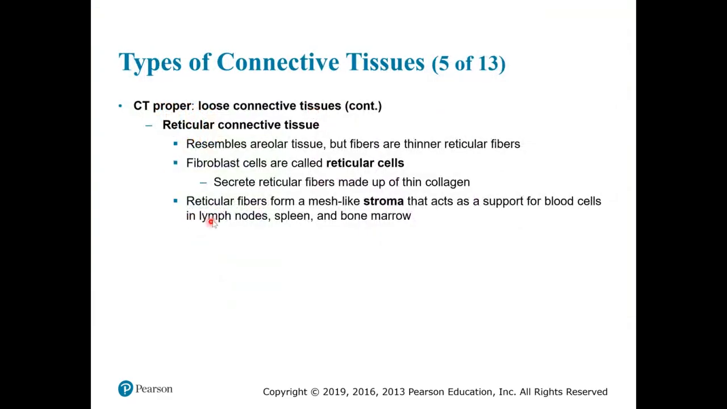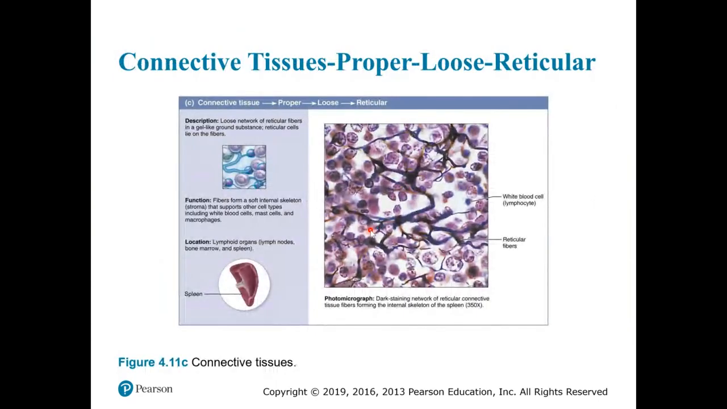Reticular. It resembles that picture of areolar tissue, but the fibers are the thinner reticular type. So we're going to find this, like I said, as a scaffold for other cells to rest upon. You'll find that in the lymph nodes, the spleen, and to some extent in bone marrow, where the blood cells are being produced. And so here's what we have: the dark staining features are the reticular fibers.